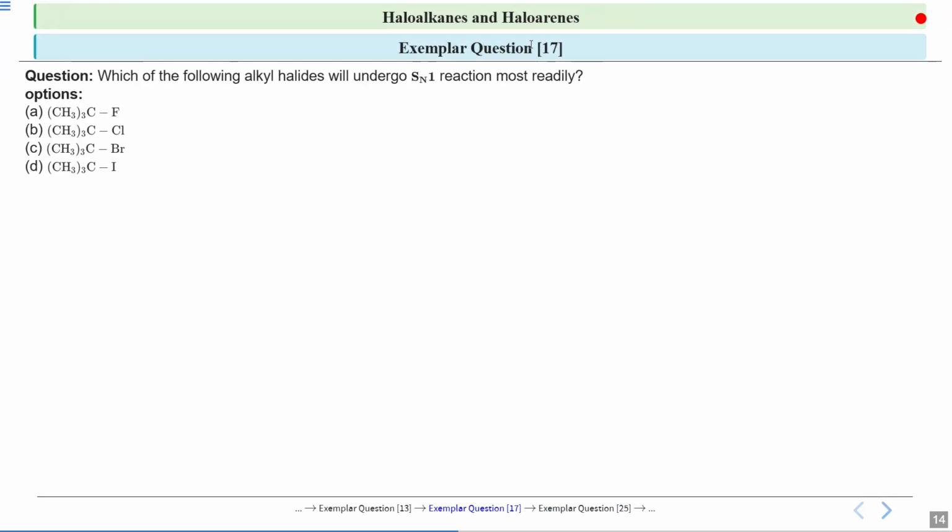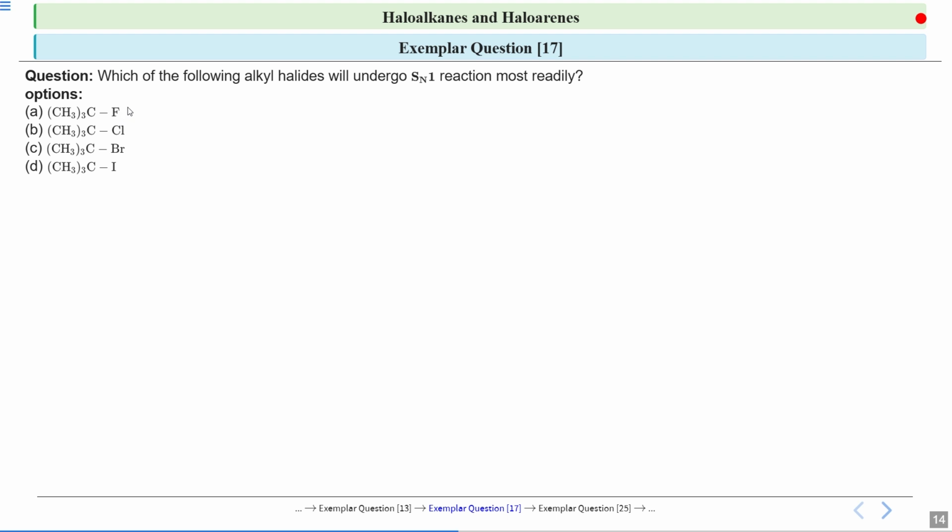Let's see our next question. Exemplar question 17. Question is, which of the following alkyl halides will undergo the SN1 reaction most readily? We have discussed this kind of question a lot of times in the previous lectures too. So SN1 reaction, substitution nucleophilic unimolecular reaction, right? From the given options, you have to identify the alkyl halide which will undergo the SN1 reaction mechanism faster, most readily. The options are CH3 whole thrice CF, CH3 whole thrice CCl, CH3 whole thrice CBr, or CH3 whole thrice CI.